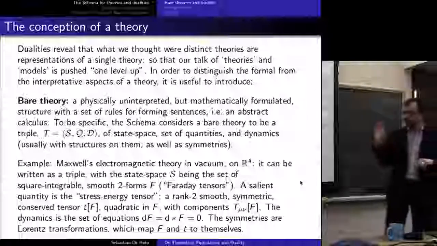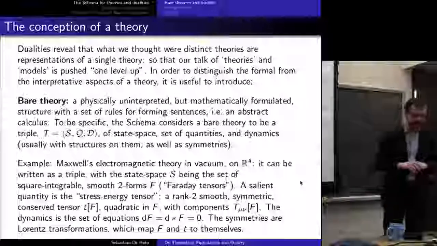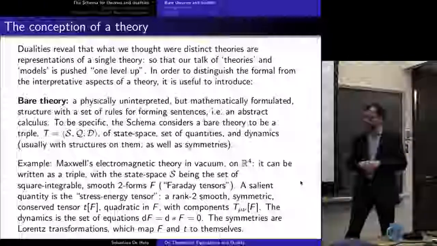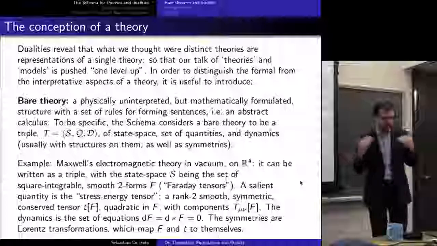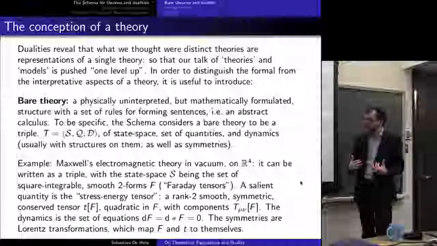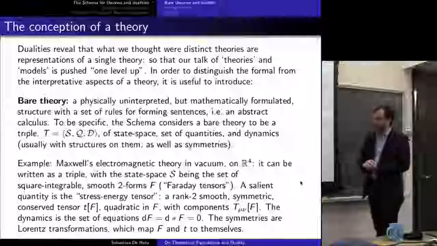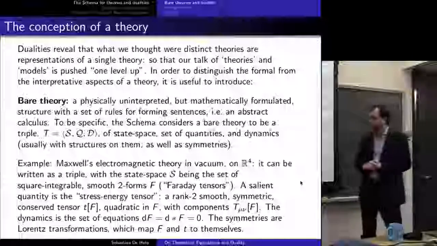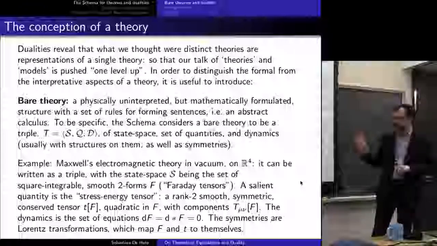And in order to make this distinction between formalism and interpretation, I do that as follows. I first define a bare theory. What is a bare theory? A bare theory is basically a theory stripped of its interpretation. So it's a mathematically formulated structure, without physical interpretation, with a set of rules for forming sentences, say an abstract calculus.